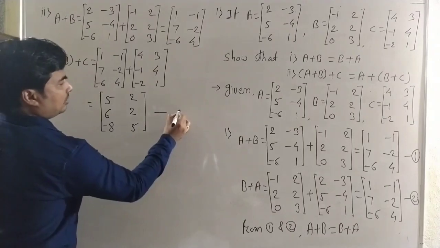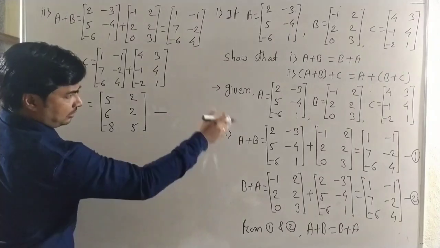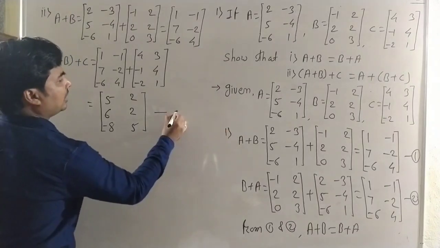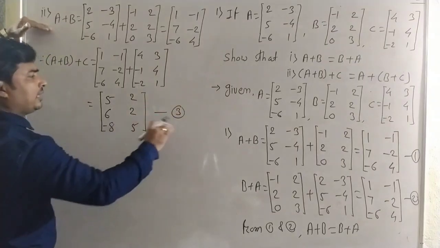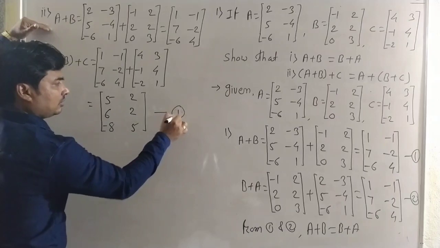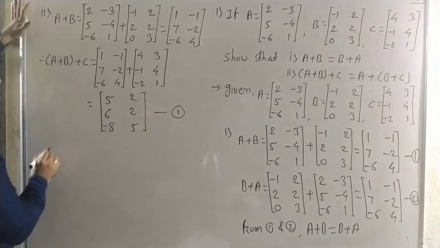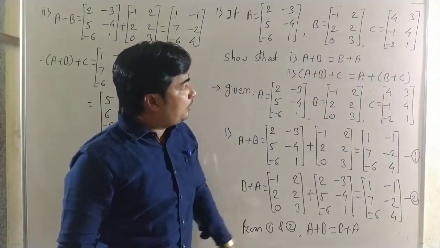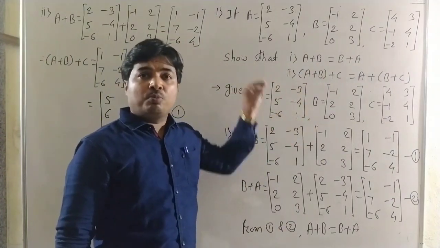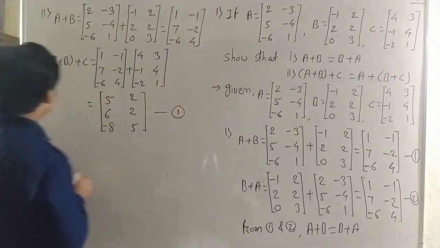It is equation number, suppose in one example we can write here 1, 2. Now here we can write 3. Or in the second example we can again write it is equation number 1 and equation number 2. Now it is LHS. Now find the RHS, that is A plus B plus C. So first find B plus C.